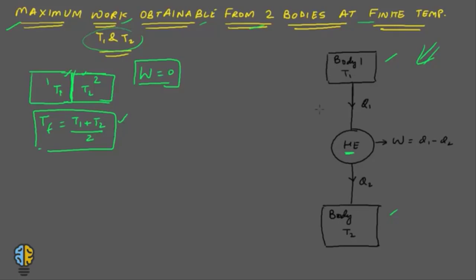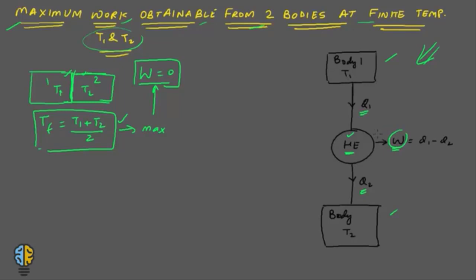Now if I put a heat engine between the two bodies, which act as my thermal energy reservoirs, a part of the heat withdrawn from body 1, that is Q1, is converted into work, and the other part is rejected, which is Q2. Now this TF is the maximum value corresponding to 0 work, but now you have some work output.